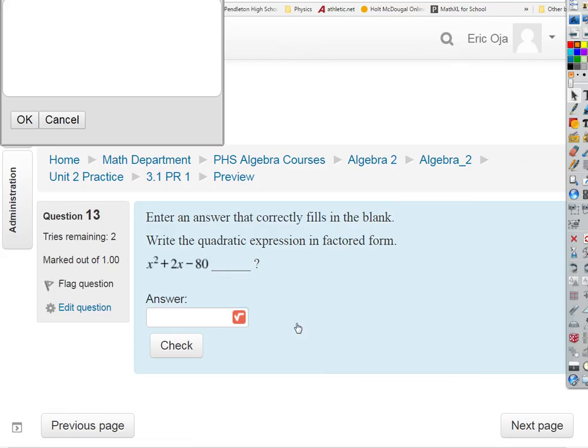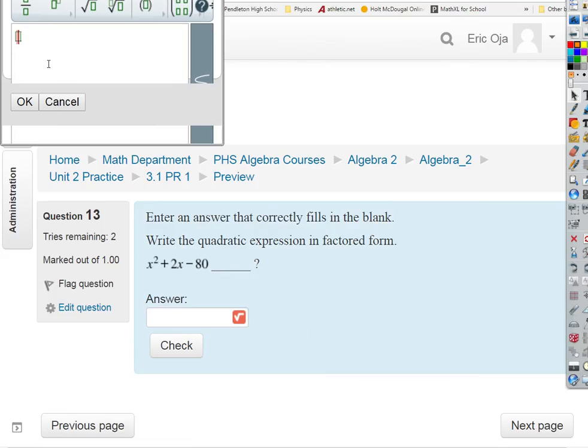Okay, so I can write my template. X and X, right? Okay, so what do the numbers have to multiply to? -80, okay, and add to positive 2. So let's play the number game then.